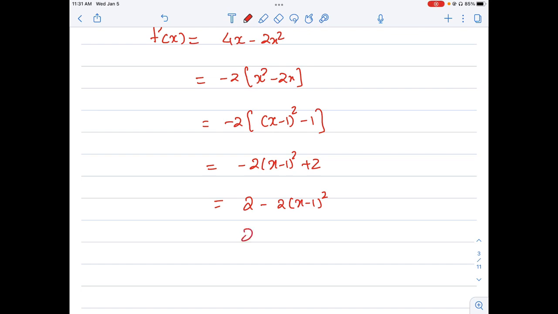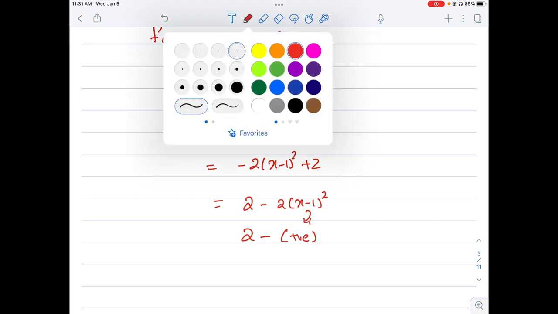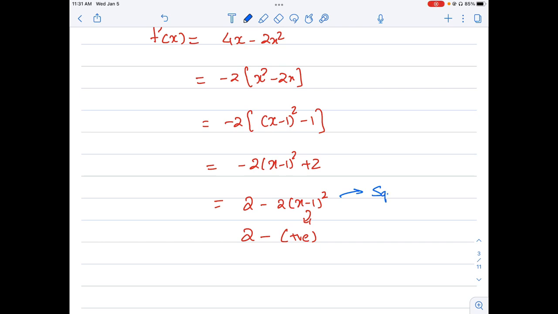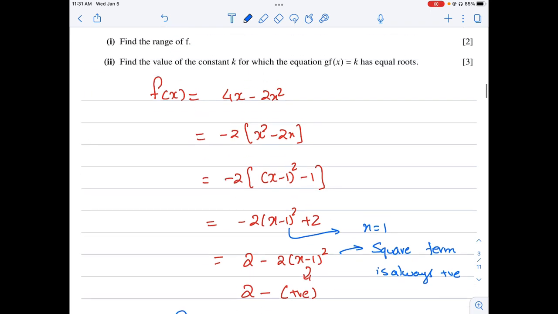So 2 minus a positive number, because this is a square term. We know that a square term is always positive. So 2 minus something will always be less than 2. Can it be equal to 2? For being equal to 2, x should be equal to 1. So therefore, yes, it is less than or equal to 2. So the range is less than or equal to 2.